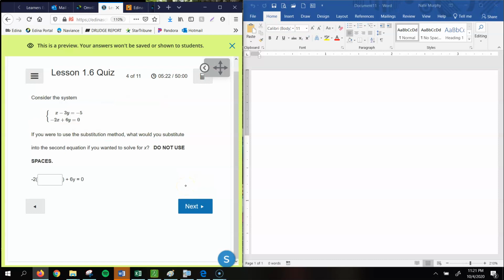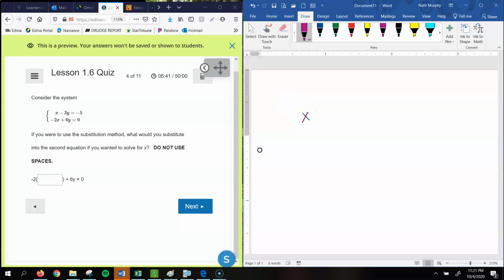All right, for this one, it says we're going to solve this system using the substitution method. What would you substitute in the second equation if you wanted to solve for x? So let's look at that first equation. We have x minus 3y equals -5. If we were to solve for x, I'm going to do this over here on the right side, on this piece of paper.